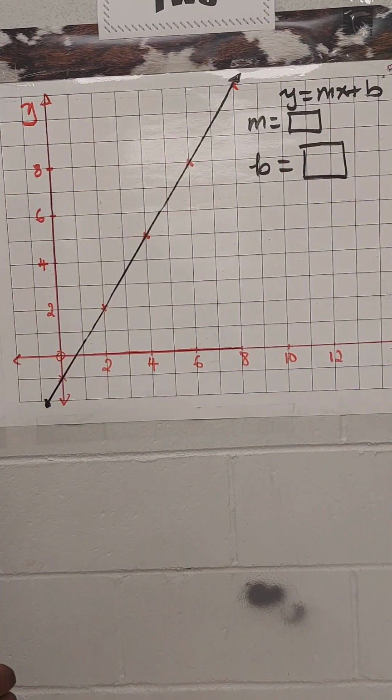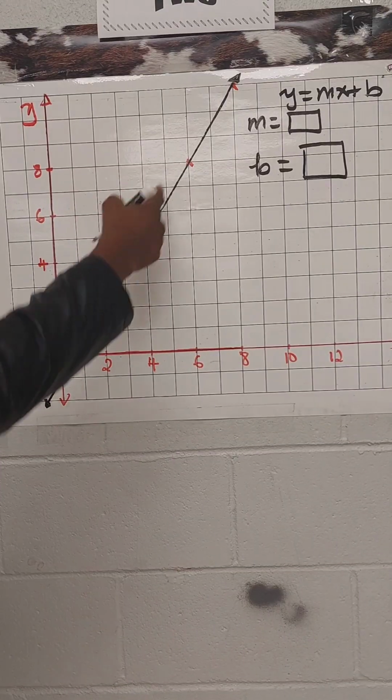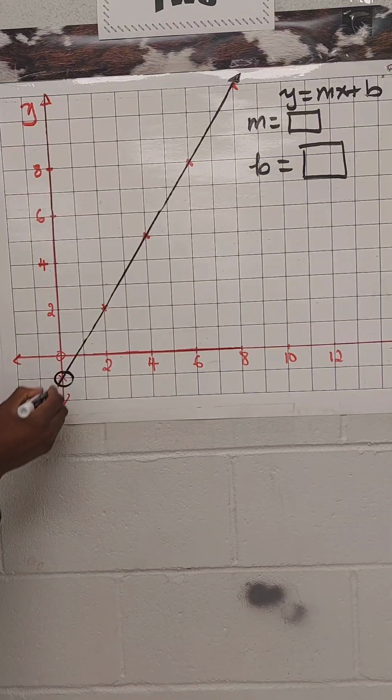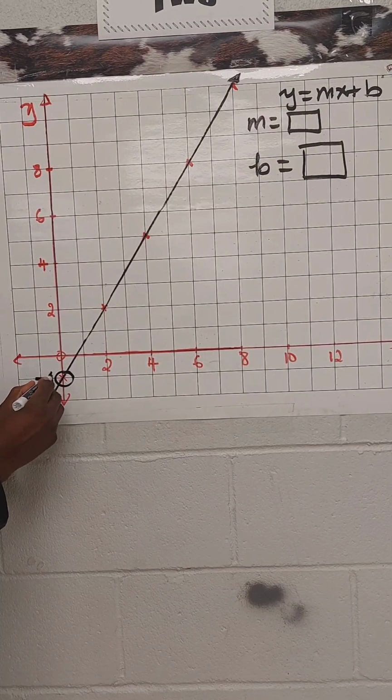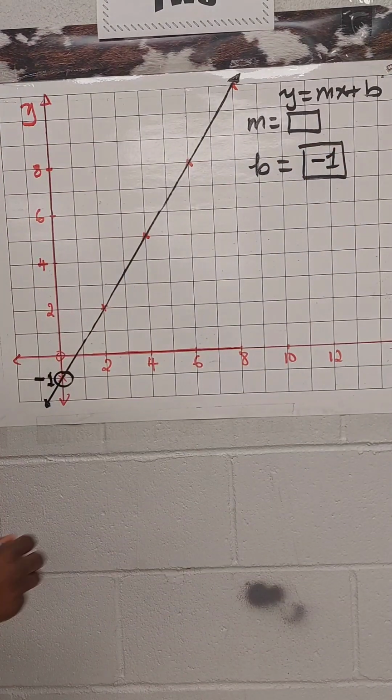All right, let's start with the b, which is the y-intercept, which is easy to find. We look for where this line crosses the y-axis. This is the y-axis. The line crosses the y-axis right here. We read this number. This number here is -1. So the y-intercept is -1.